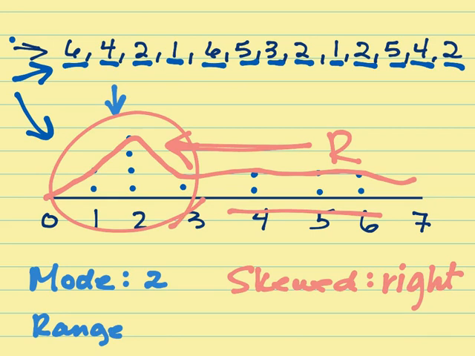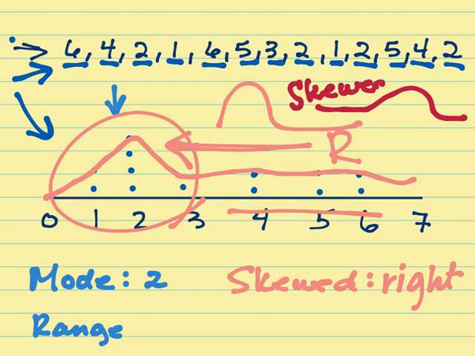Wherever the most numbers are, if it's kind of like a mountain and then low, whatever side the low is on, that's what side you say. So if it was shaped like this, it would be skewed left because the lower part or most of the information is on the opposite side. So that would be skewed.